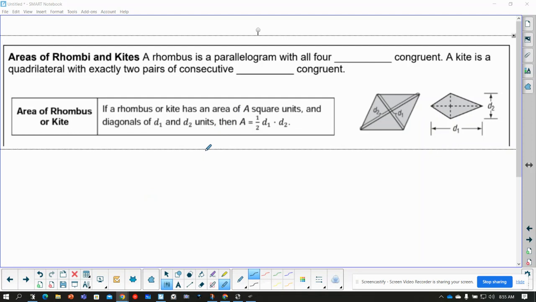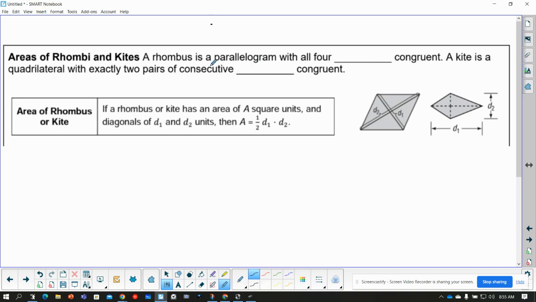Areas of rhombi and kites. Rhombi is plural for rhombus. A rhombus is a parallelogram with all four sides congruent. So if all four sides are the same length, exactly the same length, that is considered a rhombus.